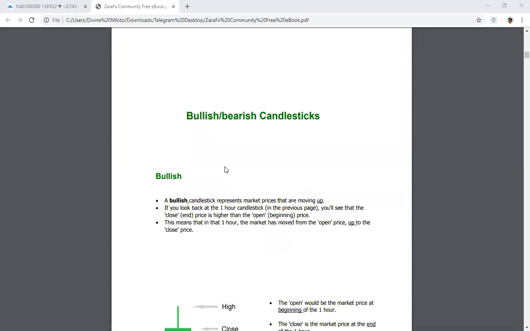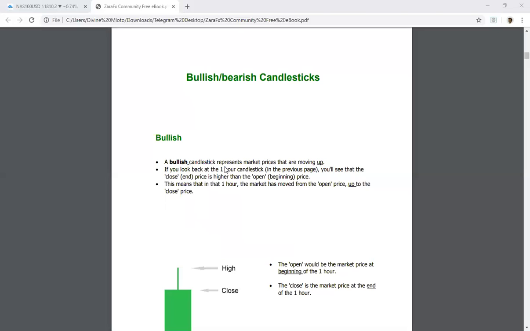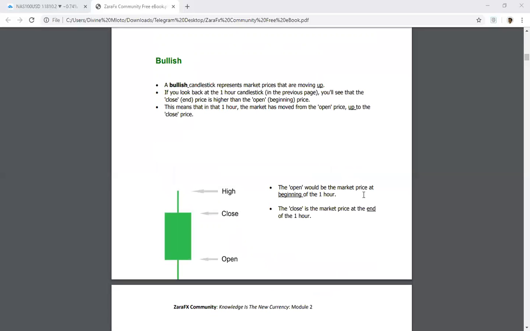A bullish candle represents market prices that are moving up. As I said, the bottom is the opening, the top is the close. Vice versa for bearish. The open would be the market price at the beginning of the time frame. So let's say if we're on 15 minute, could be 1:30, 1:15, or whatever. You understand? So this was on a 1 hour time frame. This could have been the opening at 1, and this is the close at 2. This is the high. This is the low. The low is the lowest.